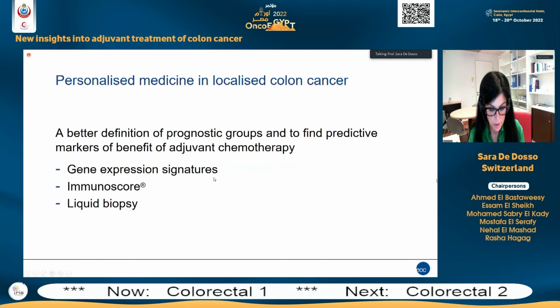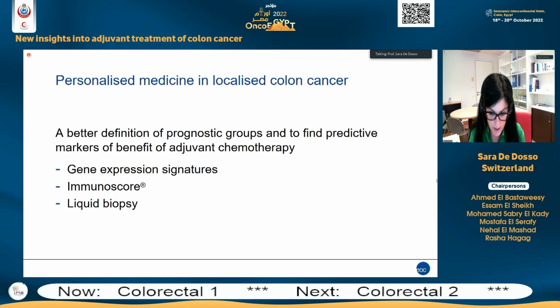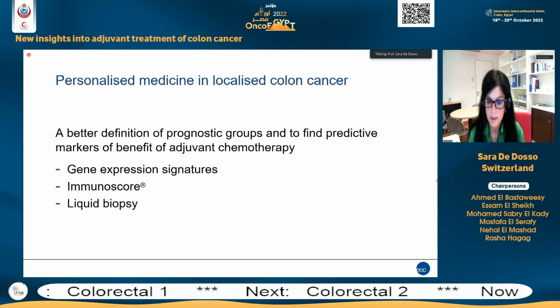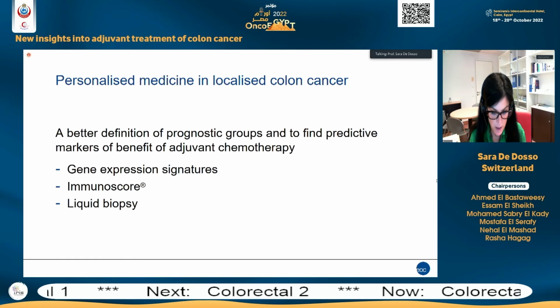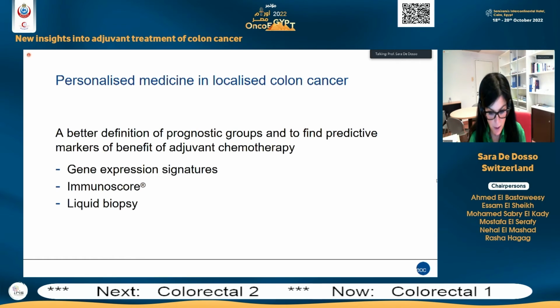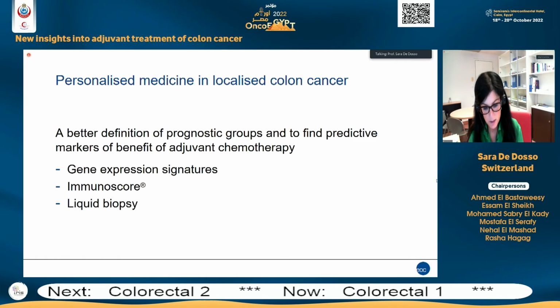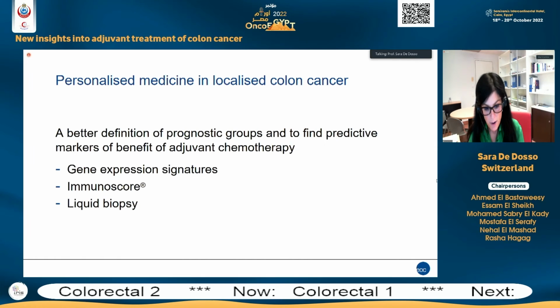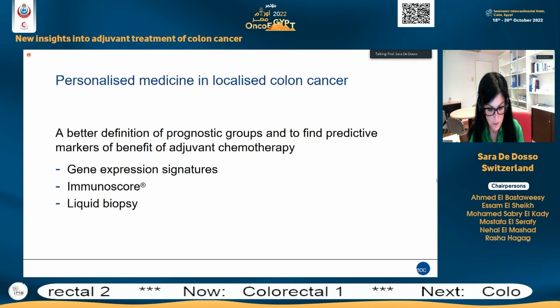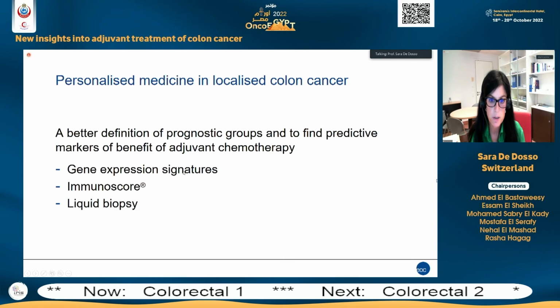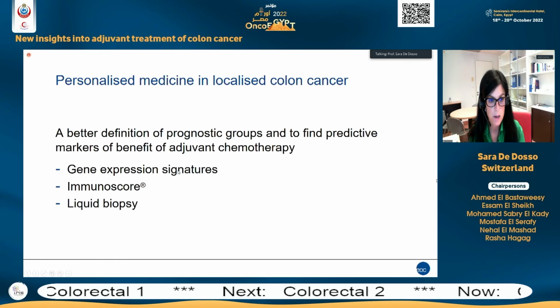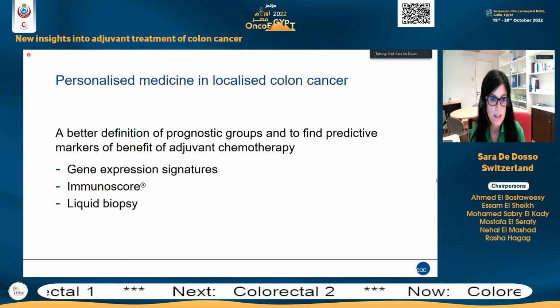And personalized medicine is the key also in the adjuvant setting to define the prognostic groups and to find predictive markers of benefit of an adjuvant chemotherapy. So currently, the most promising tools for a personalized adjuvant strategy are gene expression signatures, the immunoscore, and liquid biopsy, that I can spoil for you is, in my view, the most promising tool.